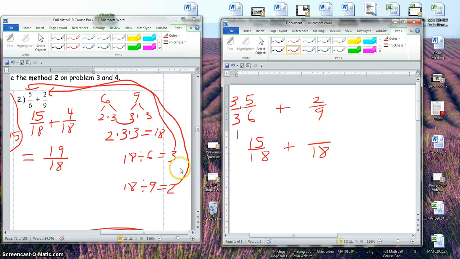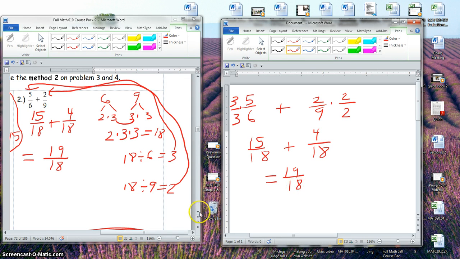Now we go here. We did it here. We took the new denominator divided by the old denominator. 18 divided by 9 gave us 2. So what that really meant was we would take that 2 and multiply it by the numerator and the denominator. And we know 2 divided by 2 is 1, so it's not changing this fraction. So 2 times 2 is 4, and we know 9 times 2 is 18. And when we add this together, this gives us 19 over 18.